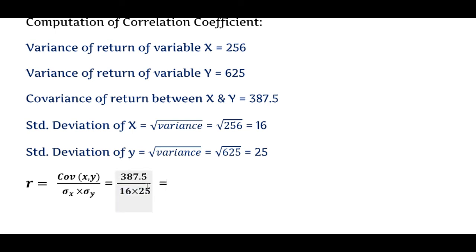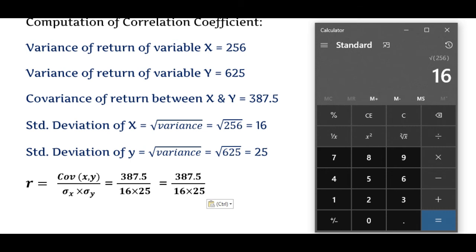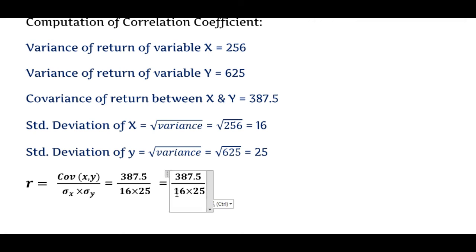Next, which is also equal to 387.5 divided by 16 into 25. So let us use our calculator to calculate that value. Let us confirm: 16 into 25 is equal to 400. Yeah, 16 into 25 is equal to 400. I'll replace this with the product 400. So now we need to find the quotient, which is 387.5 divided by 400.